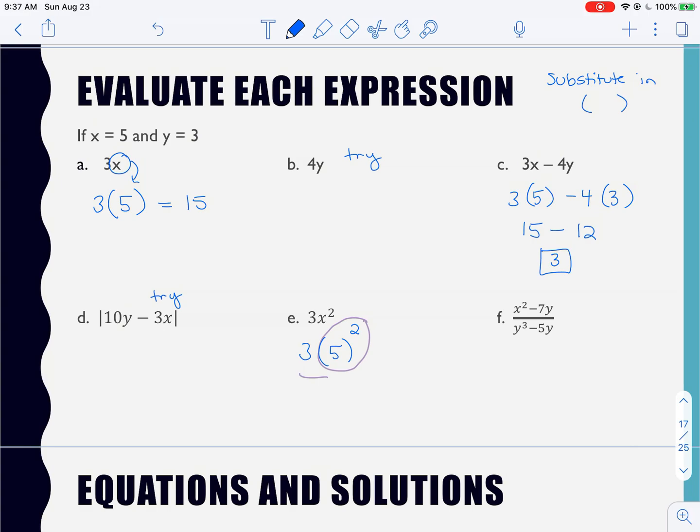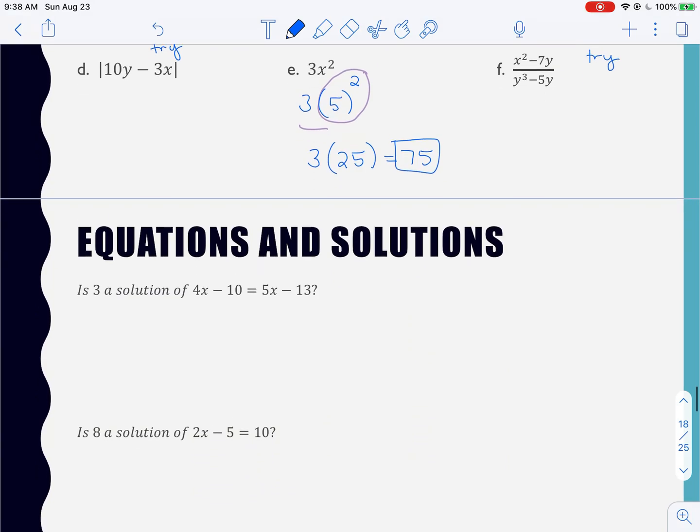So the exponent says 5 to the second power. 5 to the second power is 25. I'm going to keep that in parentheses so I remember that the operation right there is multiply. And then 3 times 25 is 75. And then you guys go ahead and try F, and you can check it against the finished notes. Remember when it's a fraction, simplify the numerator, simplify the denominator, and then you can simplify the overall fraction.